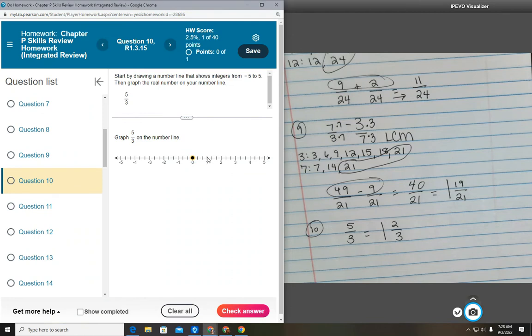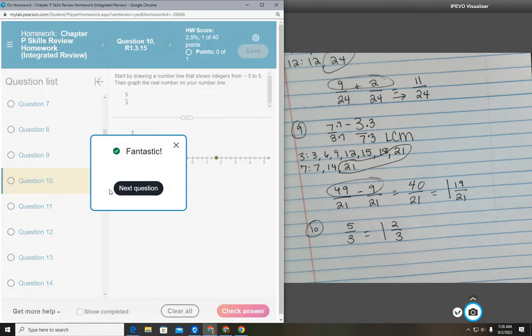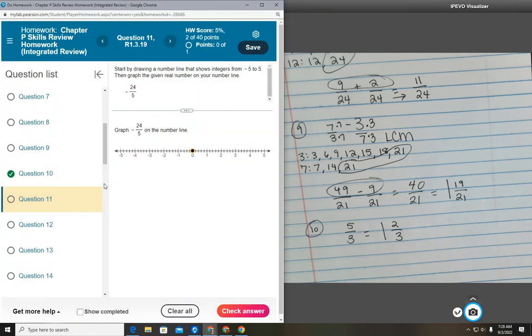So go over to 1, drag it over. And then I need 2/3. So this would be 1/3. So then that's 2/3. Negative, so make sure you go on the negative side. Change it to a mixed number, and then you can do it.